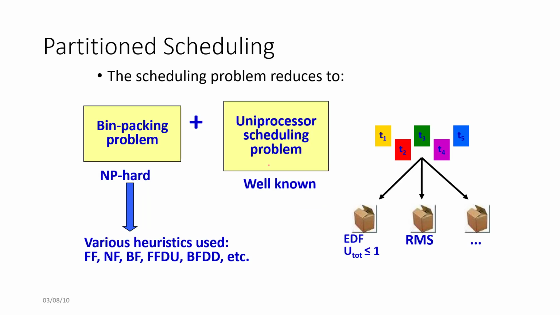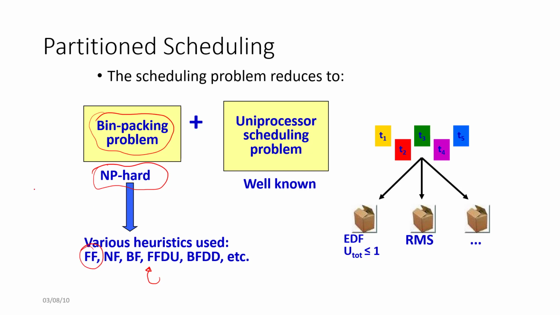So for partition scheduling, the problem reduces to this. The first is of course the static assignment, which we have seen is nothing but an instance of bin packing. This is hard. This is NP hard. But of course, there are many variants which are NP complete, in the sense that given a solution, you can quickly verify it. There are many heuristics to this.